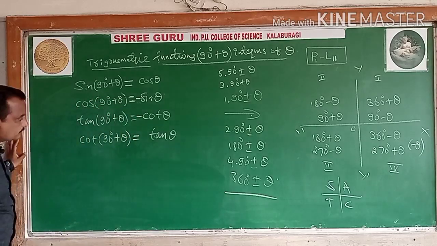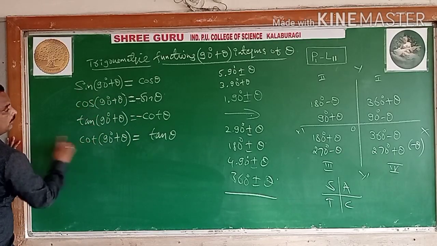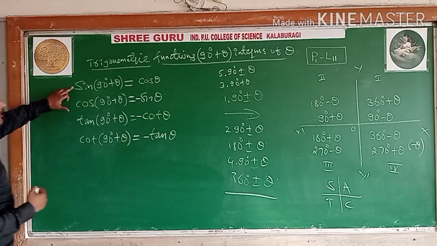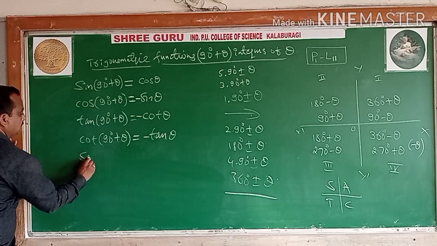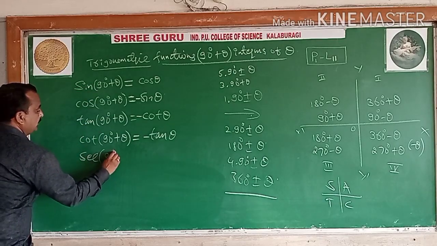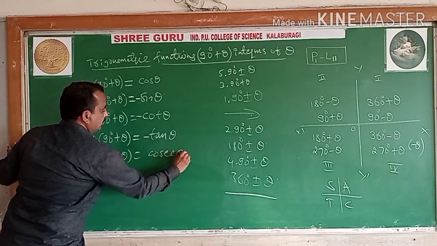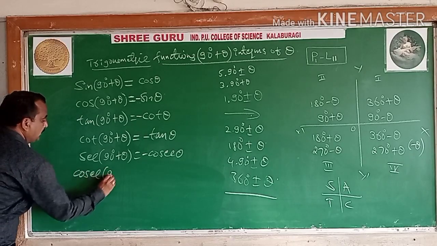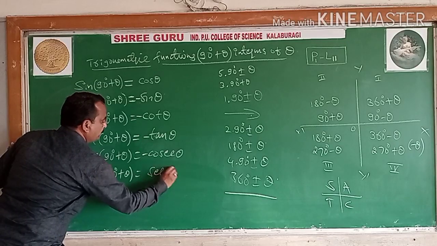So this is cot of 90 plus theta. Now see, sine, cos, tan, cot, this is also negative. Yes, negative. Only sine and cosec are positive. This is a second quadrant angle. The next, sec of 90 plus theta changes to cosecant theta. It is negative. Cosecant of 90 plus theta changes to sec theta. This is the only positive here.